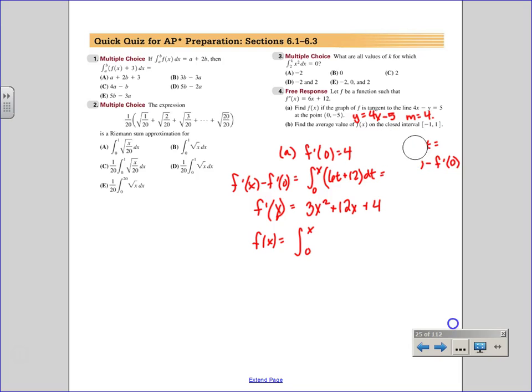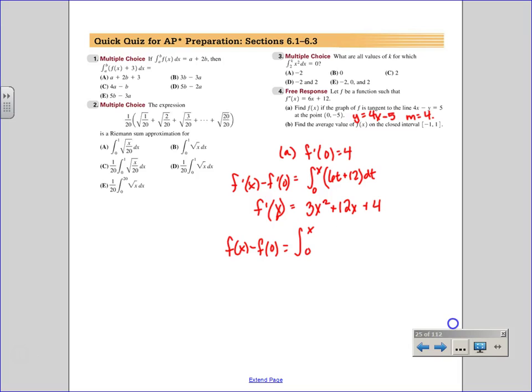Sorry. There we go. That's the accumulator function using FTC, which we haven't actually talked about yet. But you could have also had plus c, and then you could go back again. This wouldn't be f of x. This would be f of x minus f of 0. There.